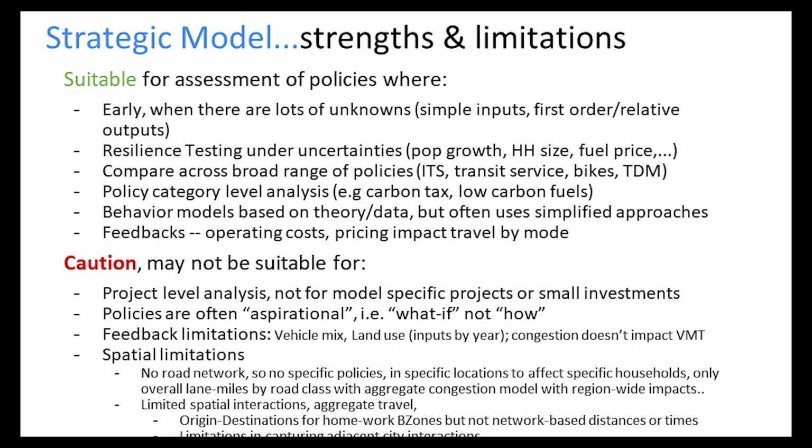Cautions about where you can and cannot use this model. I think we've hit on some of these. It's not a project level, it's a policy, and policies in categories. It's good for resilience testing early when there's lots of unknowns. These are behavioral, do have some feedbacks, but there are limitations. So the land use is fixed coming in. The vehicle mix, we said there's not much you can control. But there are some, and you can have a different schedule of the adoption rates coming in. Congestion doesn't feed back to your VMT. It slows your speeds down, and you have different emissions rates, but it doesn't impact the VMT right now. Spatially, there's no road network, so no specific policies.